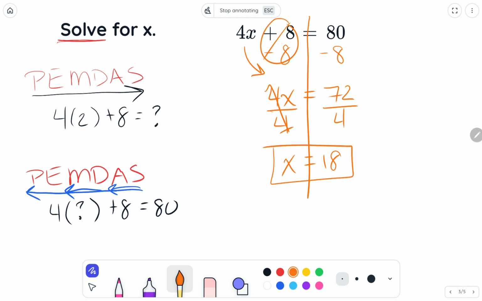So we undid our addition and then we undid our multiplication. We undid our addition by subtracting to create our 0. Then we undid our multiplication by dividing to create our 1. That will be the same process whenever you see something that looks like this, which a lot of your two-step equations will look like.